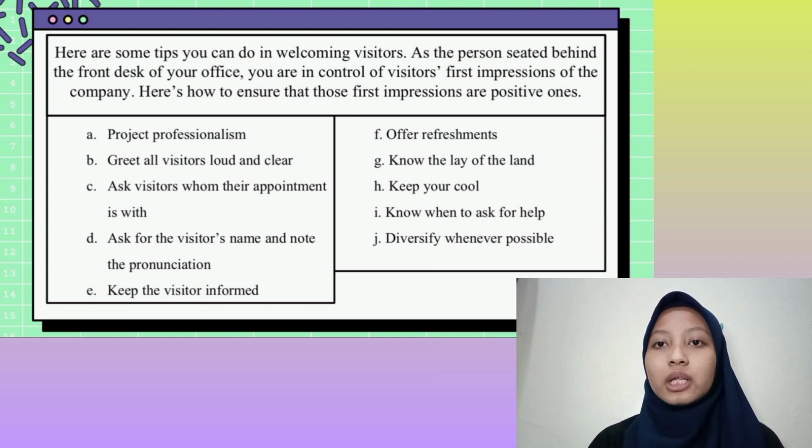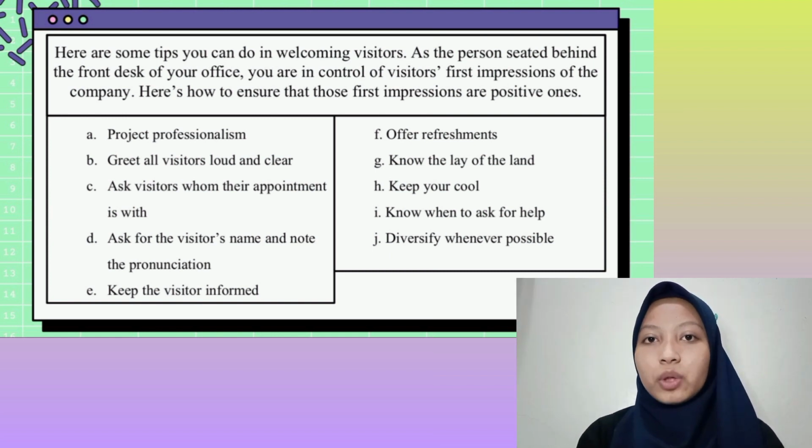G. Know the lay of the land. As the person sitting behind the front desk, you will be the one who's asked where the restroom is, where supplies are located, and myriad other basic questions regarding the office. Be sure you are able to easily give directions to the basic parts of the office: lavatory, drinking fountain, copy and fax machine, supply closet.